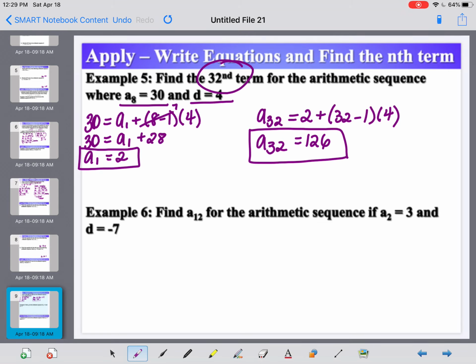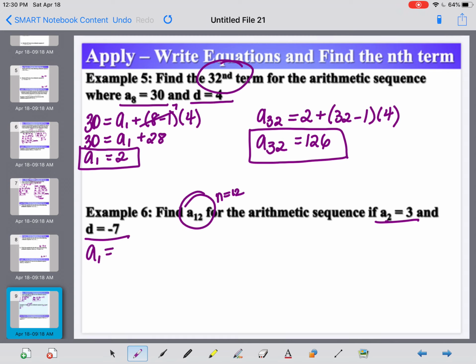Okay, let's do it again. So find a sub 12. This is the 12th term. Okay, when the second term is 3 and the common difference is -7. Now typically we use the formula to solve for the first term, but the fact that we're given a sub 2, I am just going to work this one backwards.